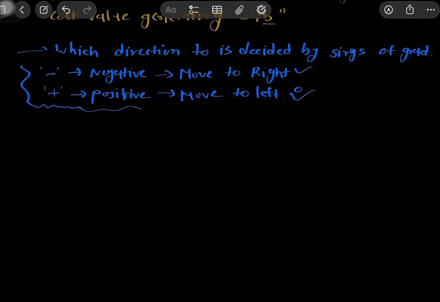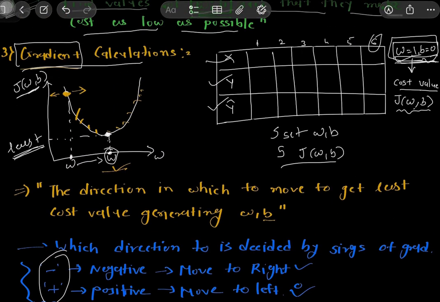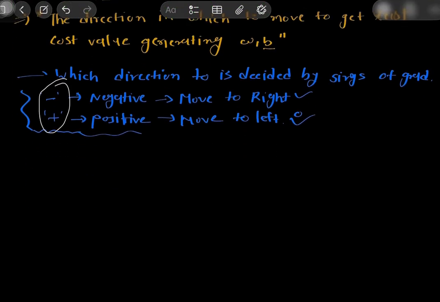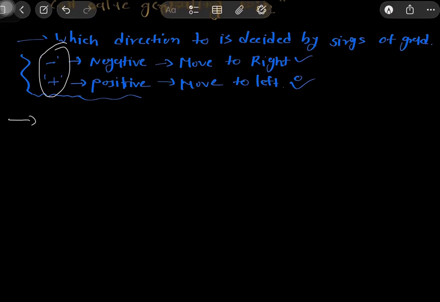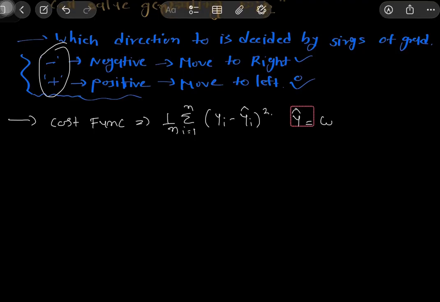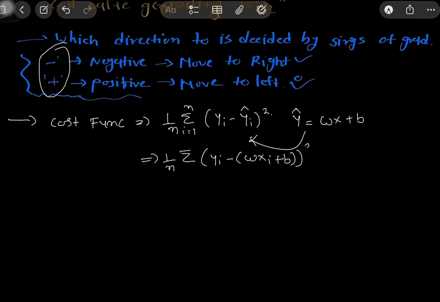To understand this concept of these signs and to get the equation of our gradient, let's have a look at it. We will start from our cost function, which was 1 upon n summation i equal to 1 to n, (yi minus yi hat) whole square. If you remember, we had earlier our equation, which was wx plus b for y hat. So we will put that here. Our equation will become 1 upon n summation (yi minus (wxi plus b)) whole square.